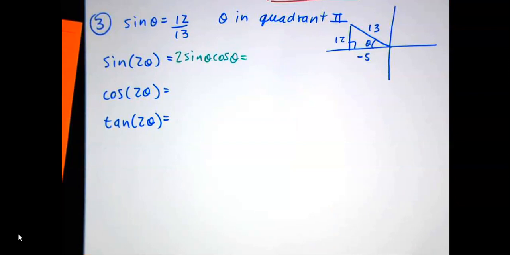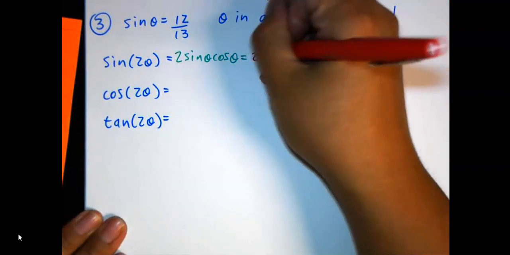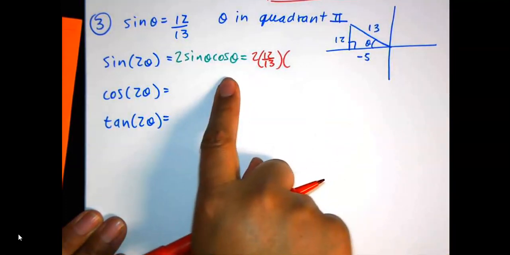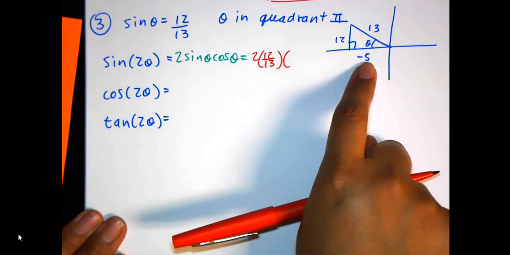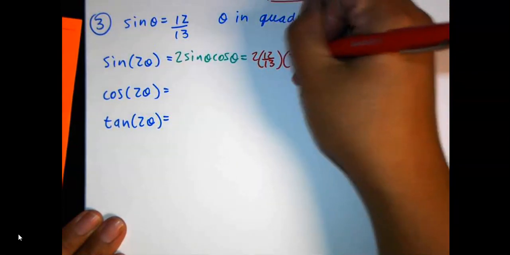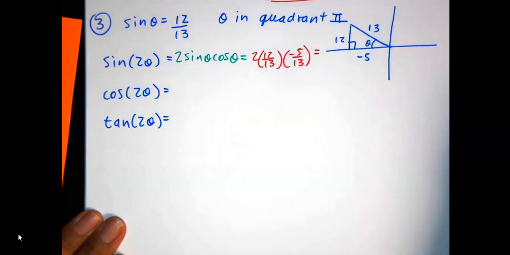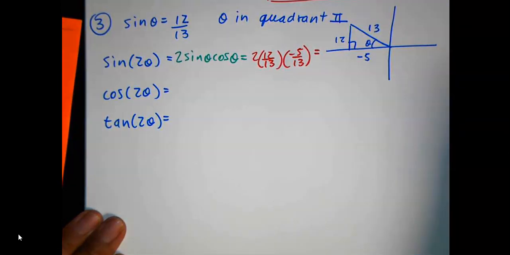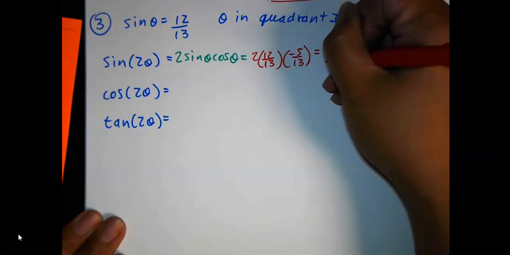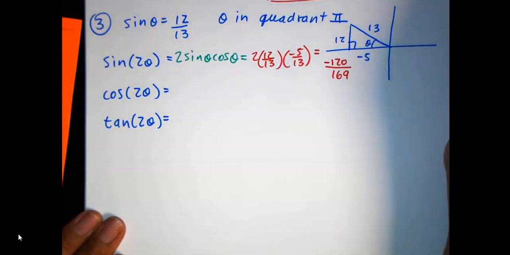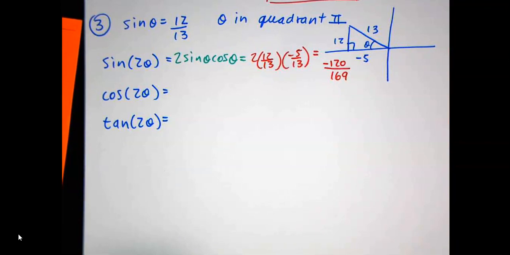And then you just plug in the numbers. So we're going to do 2 times 12 over 13. Cosine of theta, we look at the triangle over here, and it's adjacent over hypotenuse. And we multiply. So then it will give me negative 120 over 169.